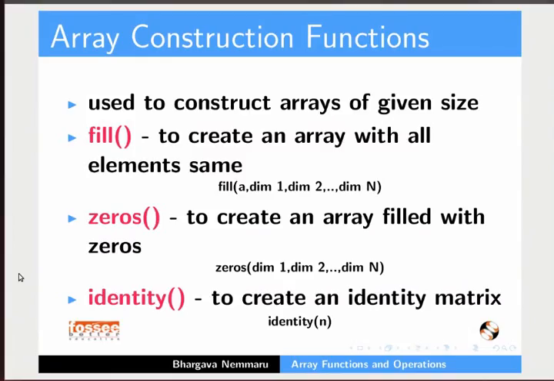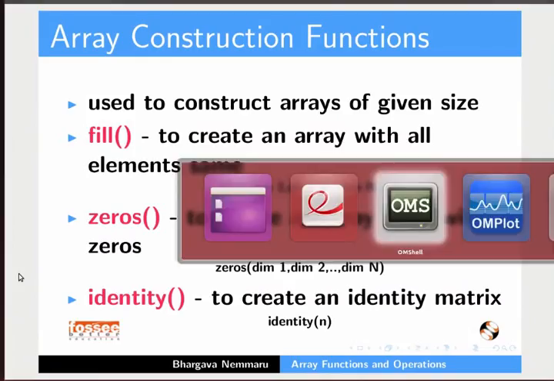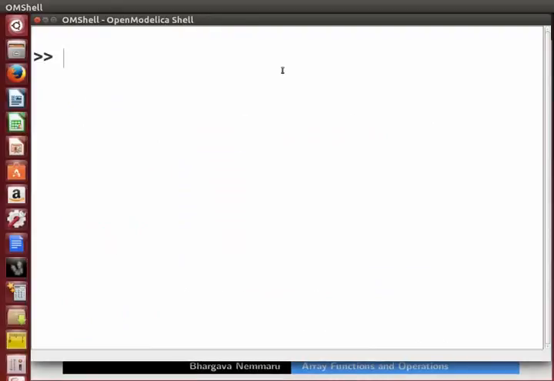Now let me demonstrate these functions using OM shell. Let me go back to OM shell. Type fill within parenthesis 5, 2, 2. This command generates a 2 by 2 matrix with all its elements being 5. The first argument represents the element to be filled within the array. 2 represents the size of first dimension, and the third argument 2 represents the size of second dimension.